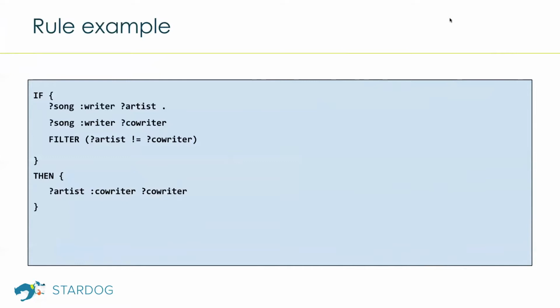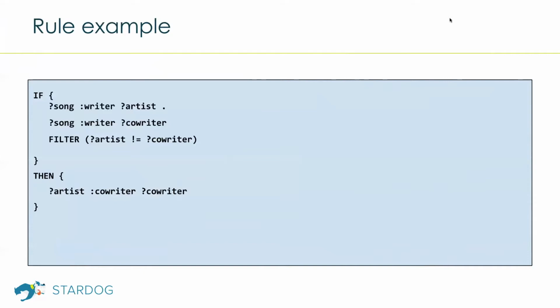So we're taking that logic that we did when we were selecting the co-writer via just a select query, putting it up into a rule, and then we can just query using that co-writer property instead of having to remember how we derived it in the first place. So yeah, Stardog Rules, very big.